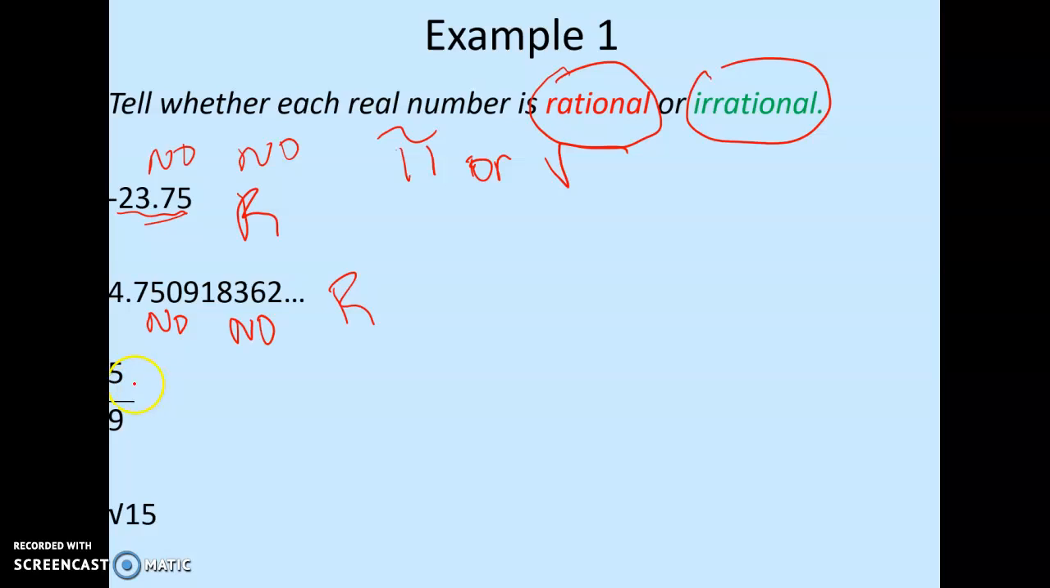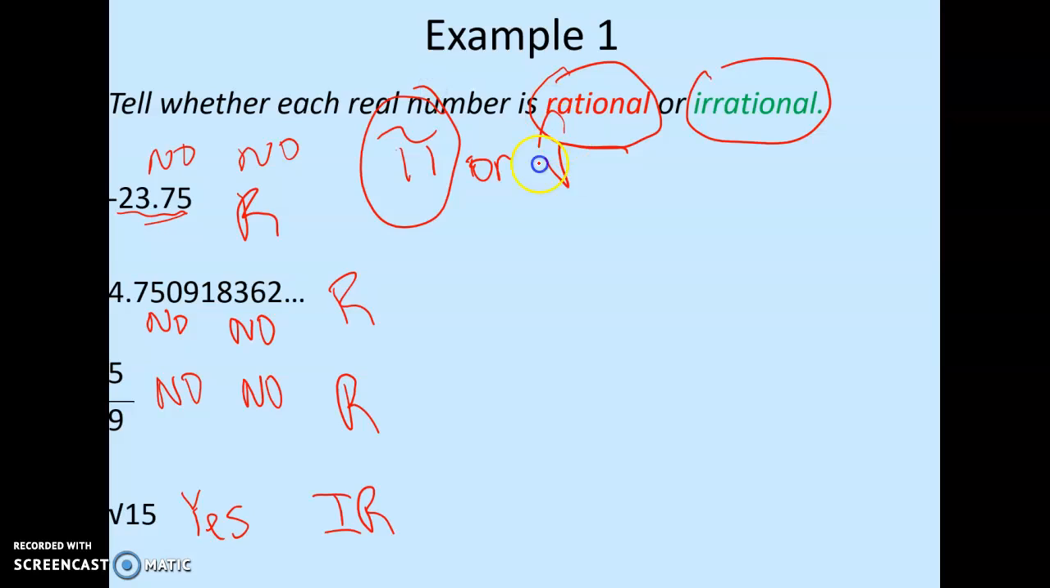Now, on this one, 5 ninths, do we see the pi symbol? No. Do we see the square root symbol? No. So it's rational. The last one, do we see the pi symbol? Yes, we do. So we said yes for one part. So this one is going to be irrational. Does that make sense? Okay? It's that simple, guys. You answer these two questions, pi symbol or square root symbol, go from there, you're done.